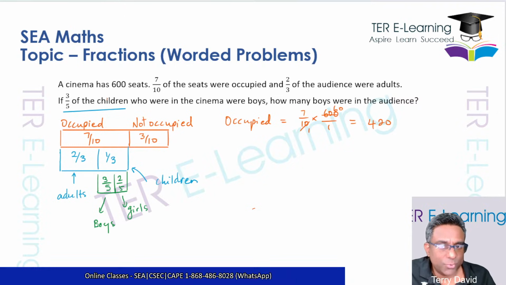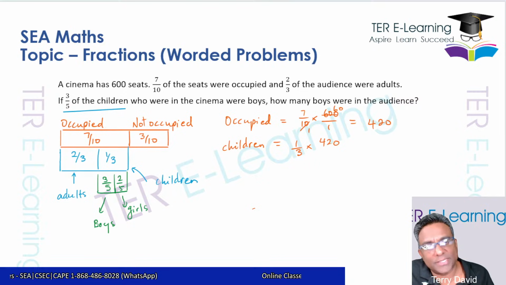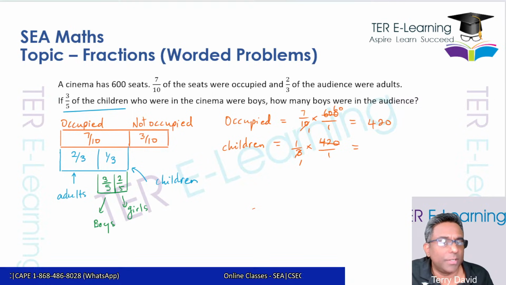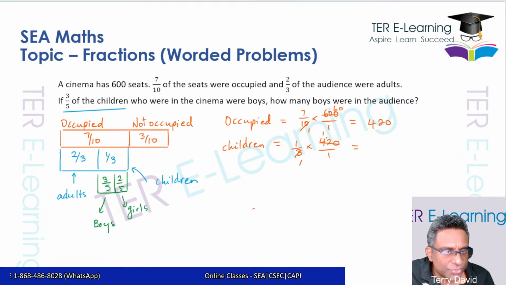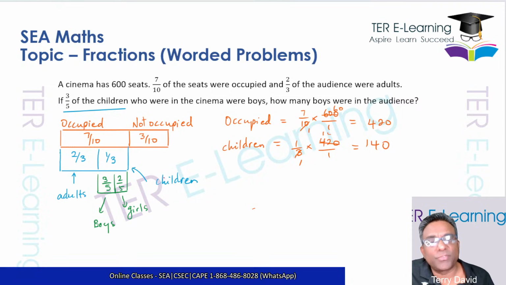So now let's work out how many children we have here. The amount of children is actually 1/3 of that amount. So it's 1/3 multiplied by 420. So 3 into 3 and 1, this will be 1, 3 is 3, remainder 1, so that's going to be 4. So this is 140. This here represents the number of children that we have.